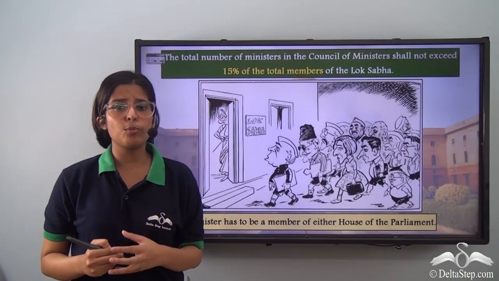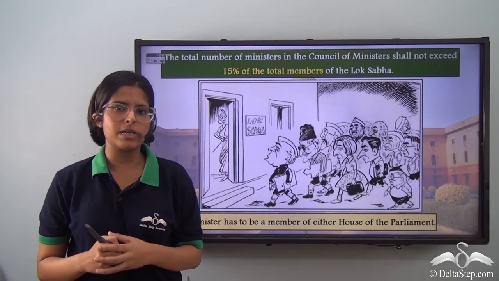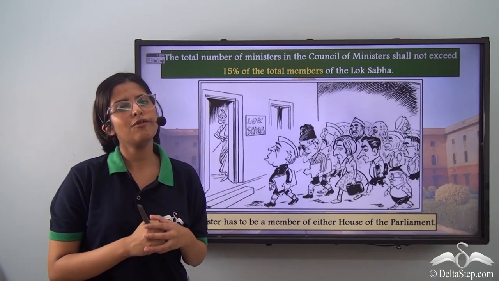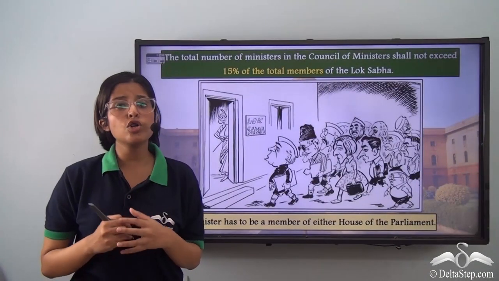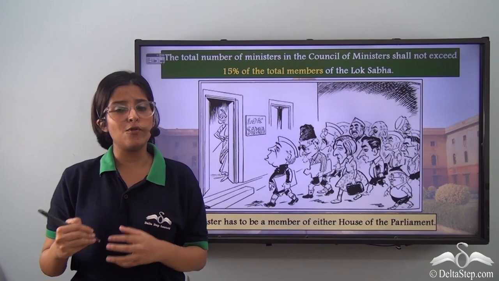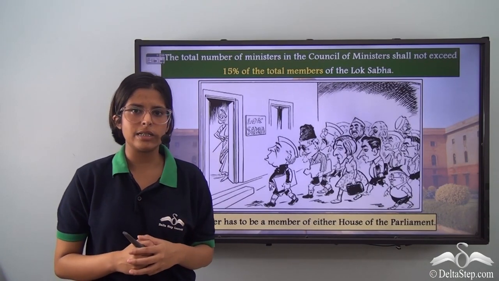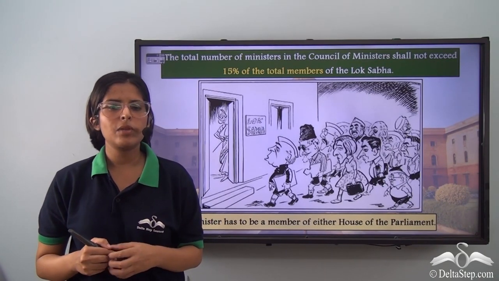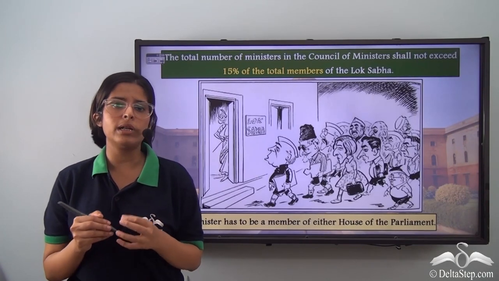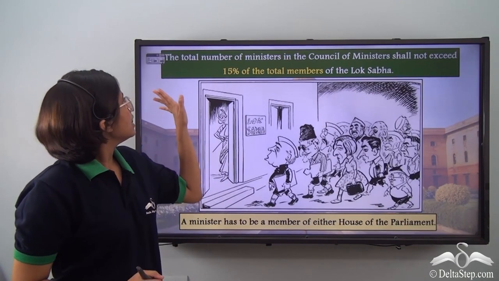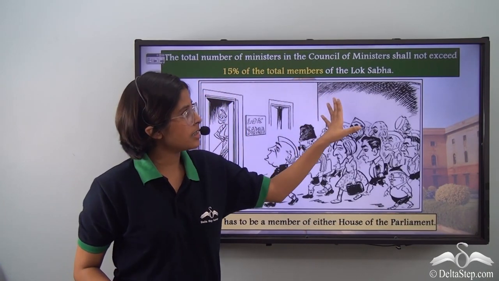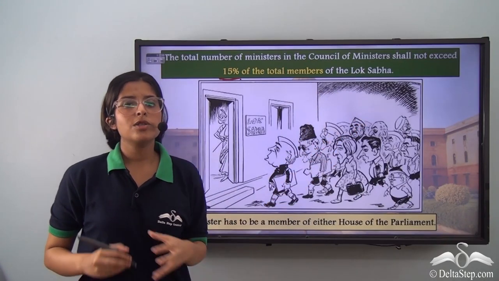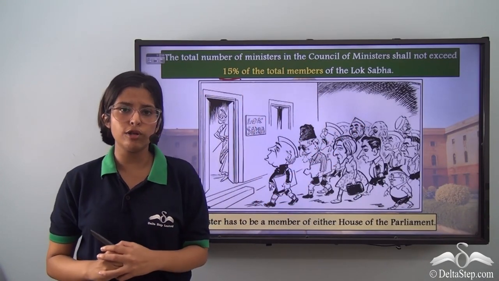In a parliamentary form of government, the real head of the government is the Prime Minister, and all the real powers are executed by the Prime Minister along with his Council of Ministers. So, the President does not really have a choice but acts in accordance to the advice of the Prime Minister and his Council of Ministers. These Council of Ministers are appointed by the President on advice of the Prime Minister. The Constitution doesn't clearly mention how many ministers there can be, but the total number of ministers in the Council of Ministers shall not exceed 15% of the total members of the Lok Sabha. So this is what the Constitution says regarding the Council of Ministers.